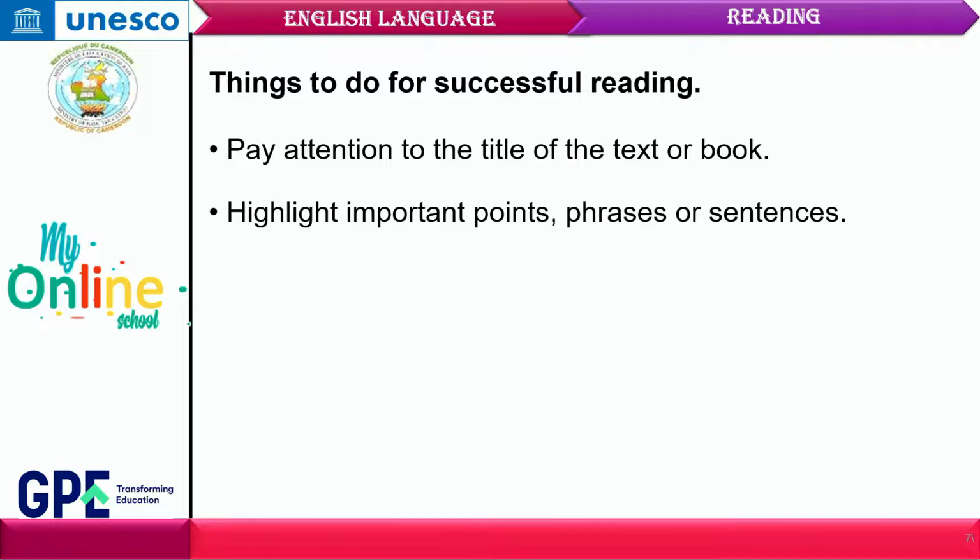Number 2, you highlight important points or phrases or sentences in the text you are reading. If it is your personal book, you can use a bookmarker to highlight important points. When you get across important points, you can mark them. But if it is not your personal book, you can write on another piece of paper. You take notes of important points. You jot points in another book, like your exercise book.